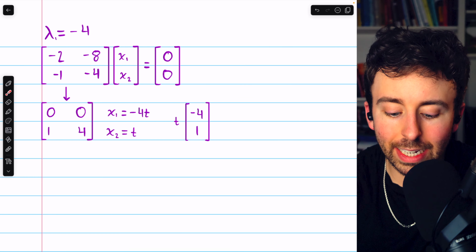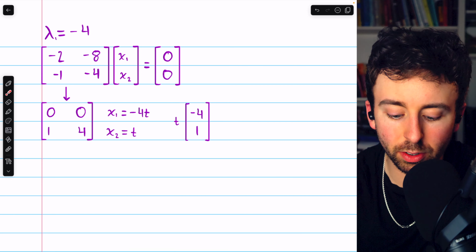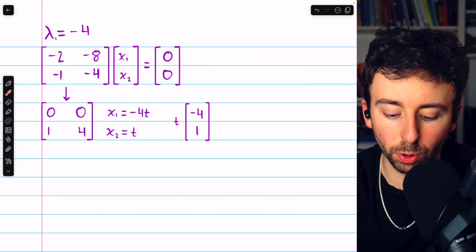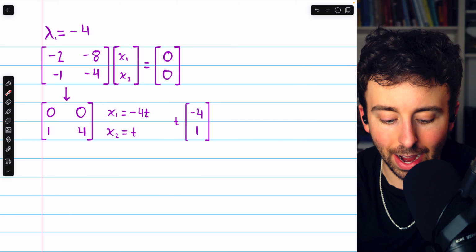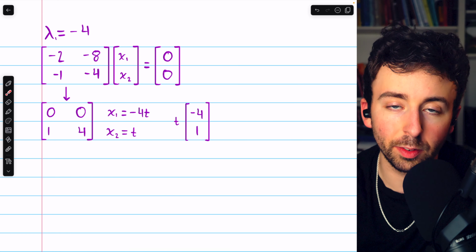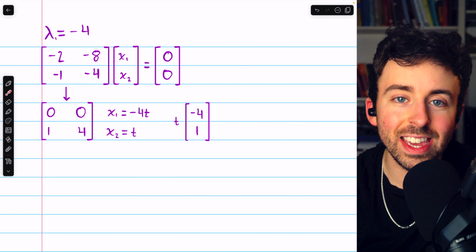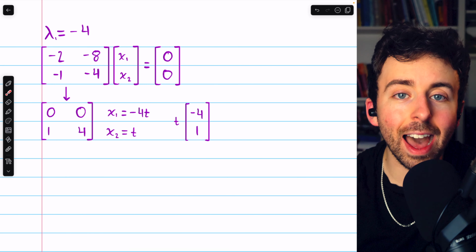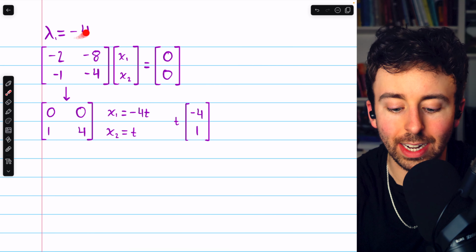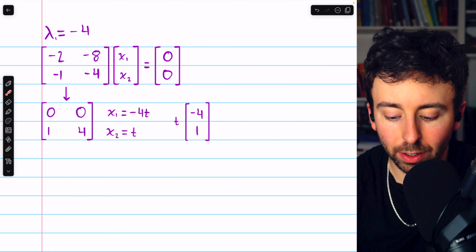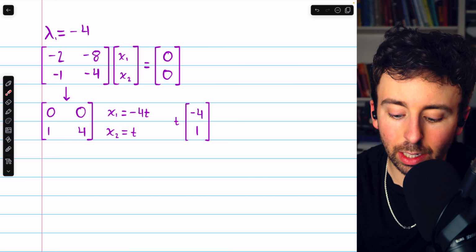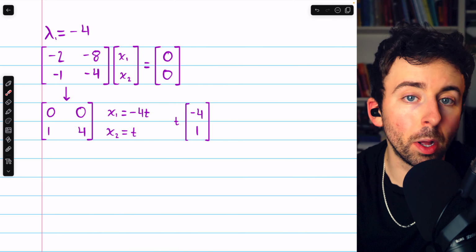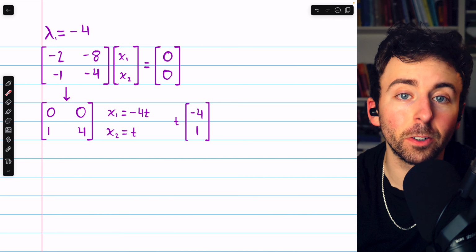There is no leading entry in column 2, so x2 is a free variable. Let's say it's equal to a parameter t. Then x1 is equal to negative 4t. So the eigenvectors that are in the eigenspace corresponding to negative 4 are all vectors of this form: negative 4, 1 multiplied by any scalar t.